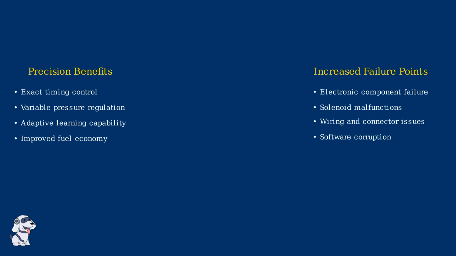However, it also introduces more potential failure points compared to purely hydraulic systems, as both electronic and hydraulic components can fail. Understanding electro-hydraulic control is essential for diagnosing 6L80 transmission issues. The complexity of this system requires specialized knowledge of both electronic and hydraulic principles for effective troubleshooting.